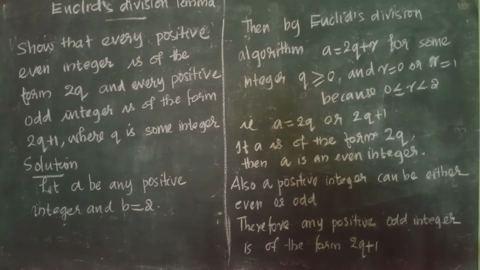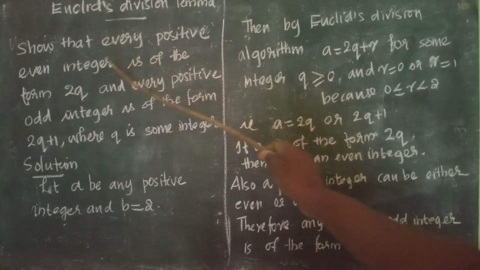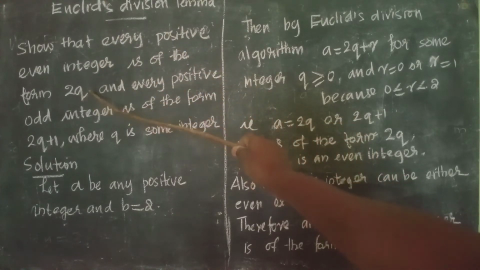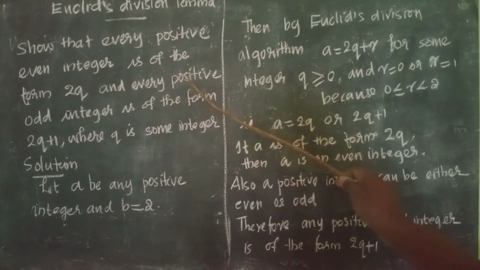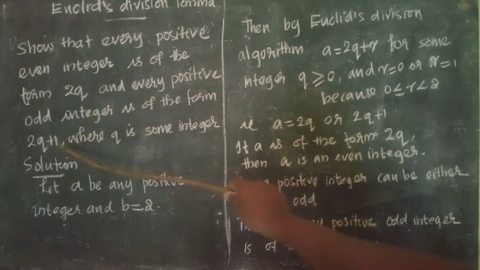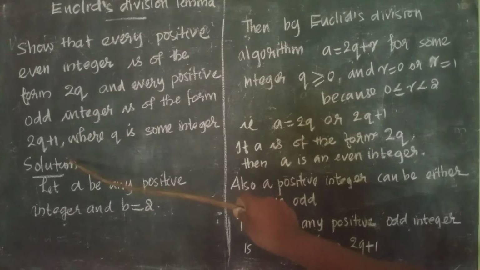Today we are going to continue part 2 of real numbers, Euclid's division lemma. Show that every positive even integer is of the form 2q and every positive odd integer is of the form 2q plus 1, where q is some integer. We need to show every positive even integer is of the form 2q and every positive odd integer is of the form 2q plus 1.